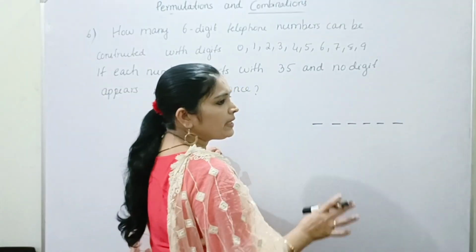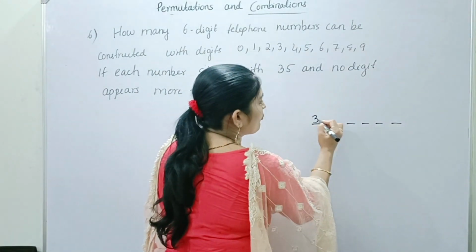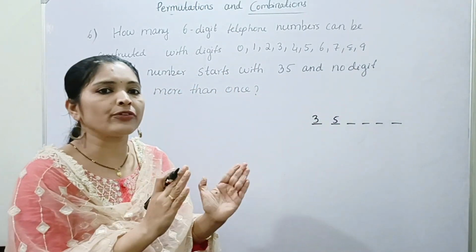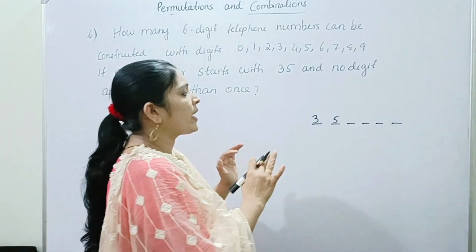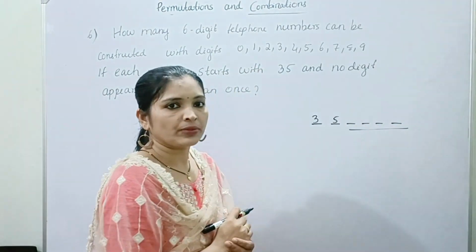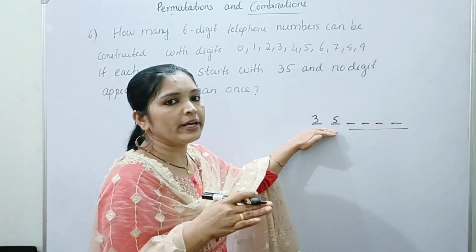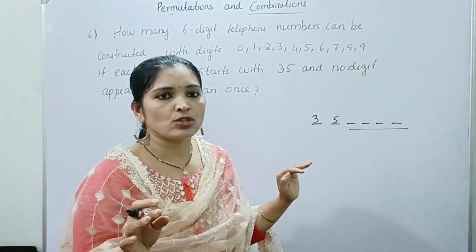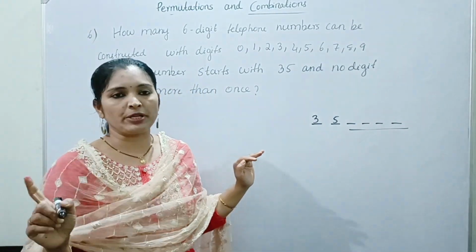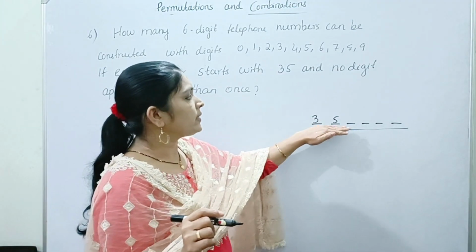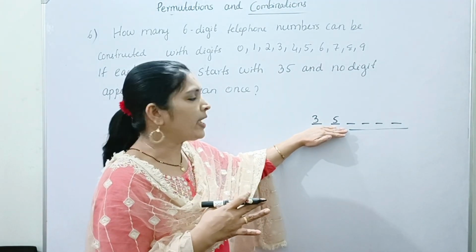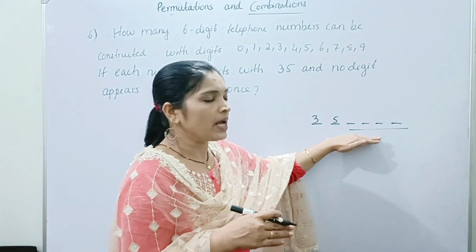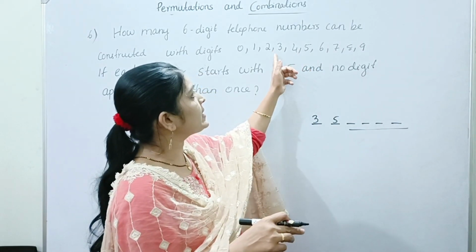All the numbers start with 35, so it is fixed. So we have to arrange only these 4 places, right? And 35 is already written. It is mentioned that no digit appears more than once, so no numbers should be repeated. Here 35 is already occupied.